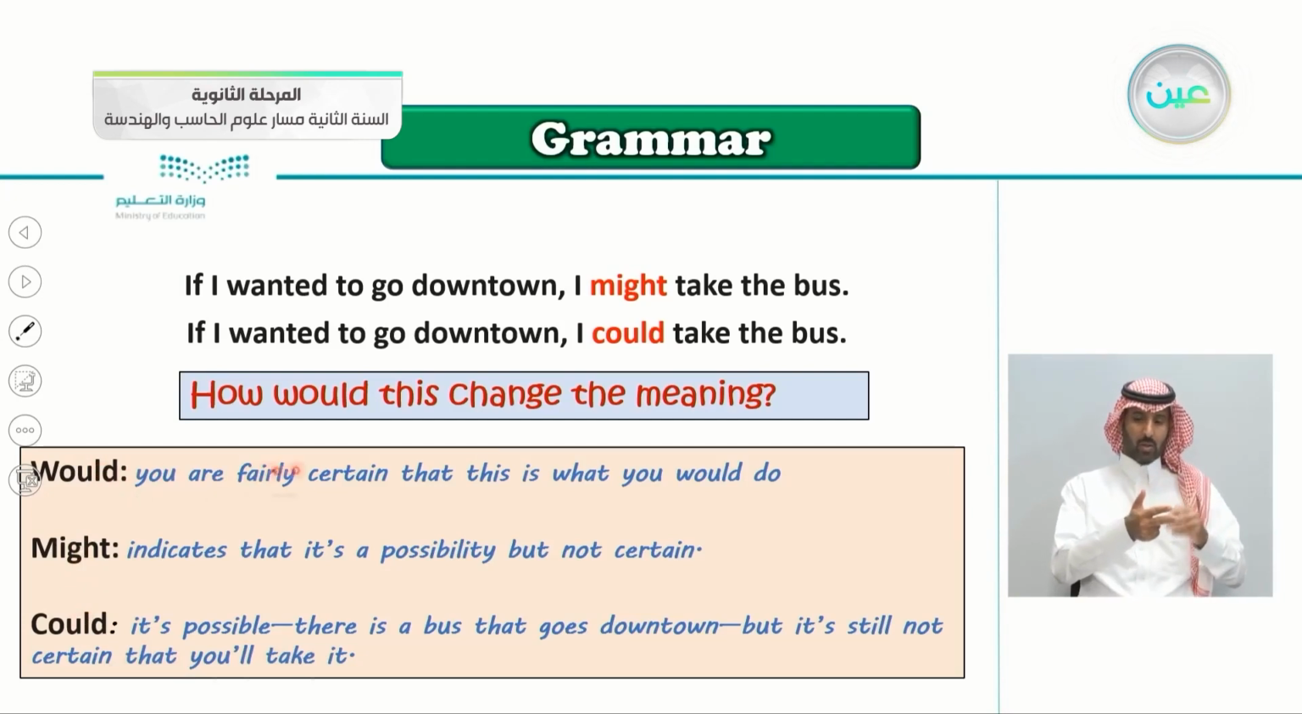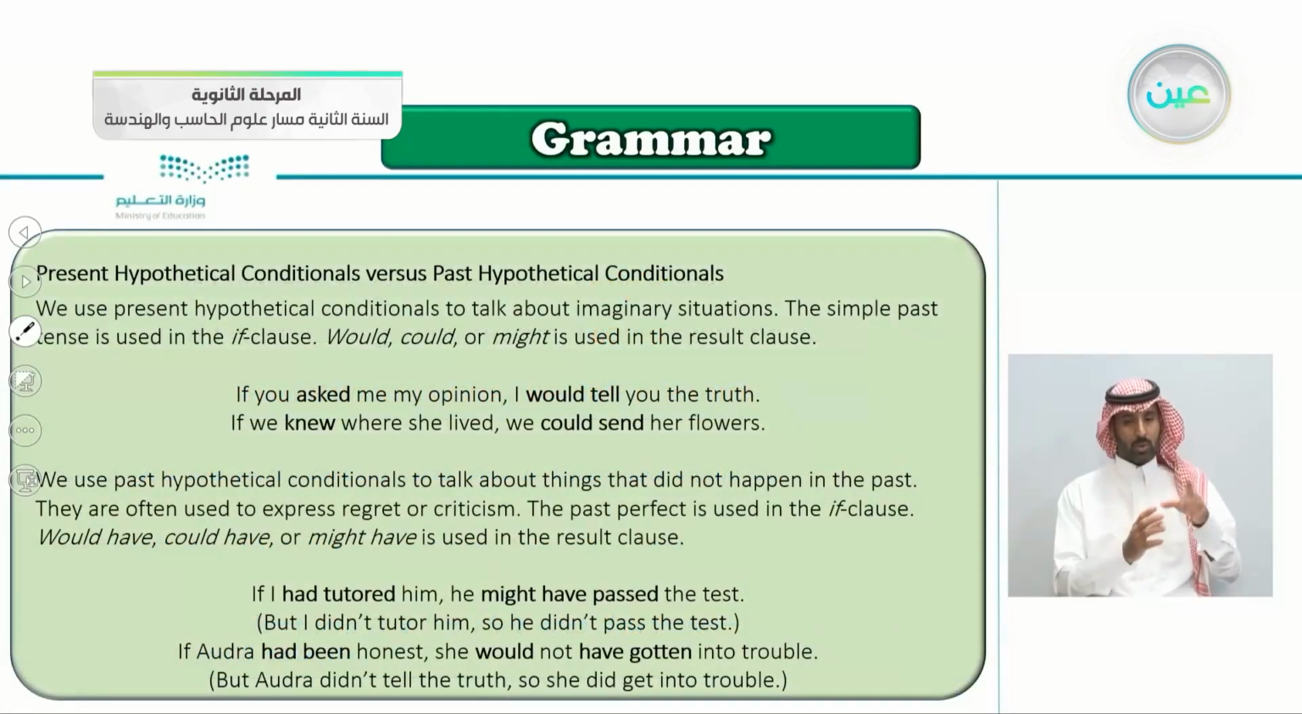Would indicates that you are sure, this is what you would do. Might indicates a possibility, you're not sure. Could indicates that it is possible, that there is a bus that's going downtown, but it's still not certain that you will take it. So let's read the grammar here together.